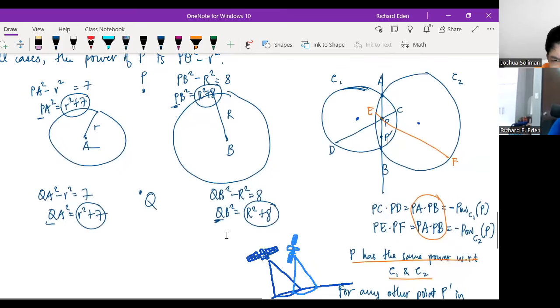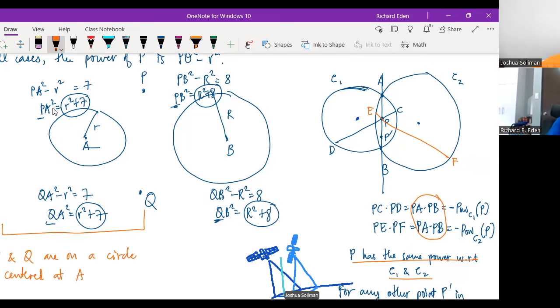So, back to the illustration from earlier. P and Q are on a circle centered at A with radius square root of R squared plus 7, because PA squared and QA squared are equal to this. And P and Q are also on a circle centered at B with radius the square root of big R squared plus 8. Those two circles are not going to be concentric.